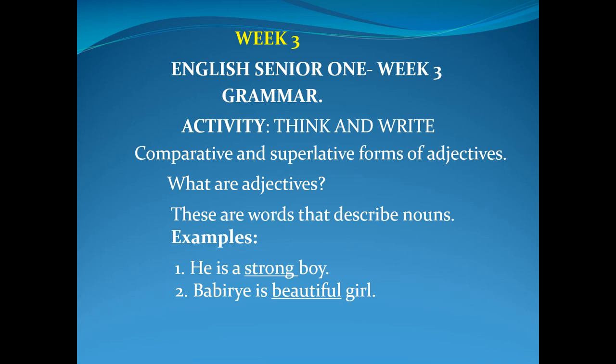We have some examples there. He is a strong boy. To describe the boy, the noun, it is being described as strong. The underlined words are what are referred to as adjectives. They describe a noun. A noun is a naming word. Anything that has a name, anything that can be named, is a noun. In this case, we've used a boy.